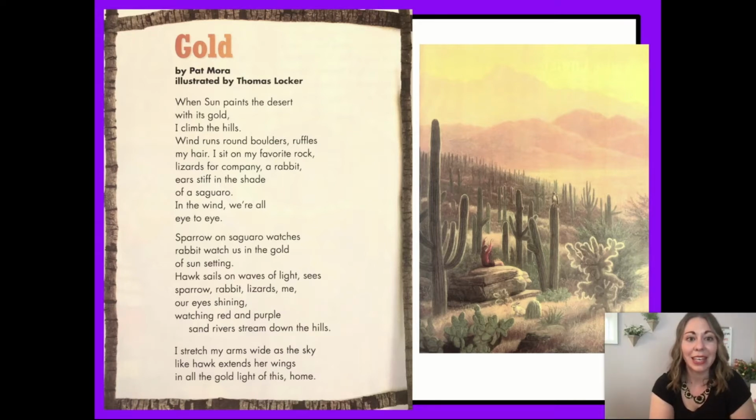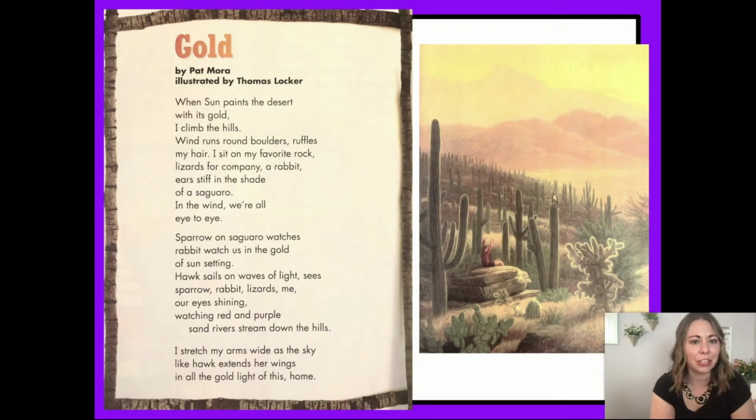Gold by Pat Mora, illustrated by Thomas Locker. When the sun paints the desert with its gold, I climb the hills. Wind runs round boulders, ruffles my hair. I sit on my favorite rock, lizards for company, a rabbit, ears stiff in the shade of a saguaro. In the wind, we're all eye to eye. Sparrow on a saguaro watches rabbit, watches in the gold of the setting sun. Hawk sails on waves of light, sees sparrow, rabbit, lizards, me, our eyes shining, watching red and purple sand rivers stream down the hills. I stretch my arms wide as the sky like a hawk extends her wings in all of the gold light of this home.